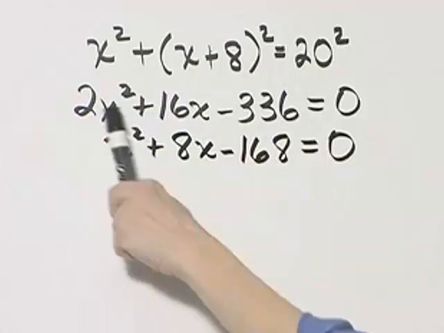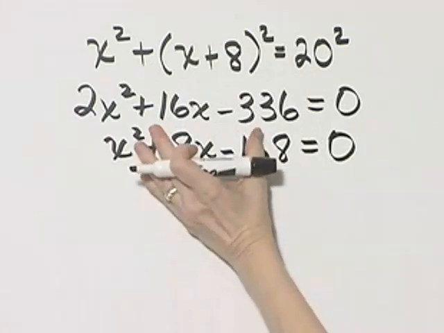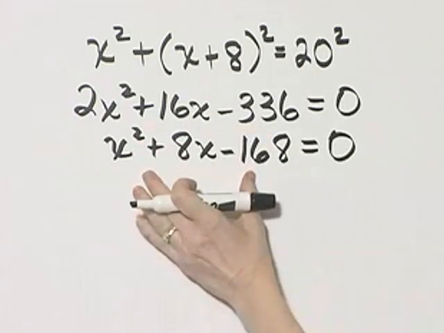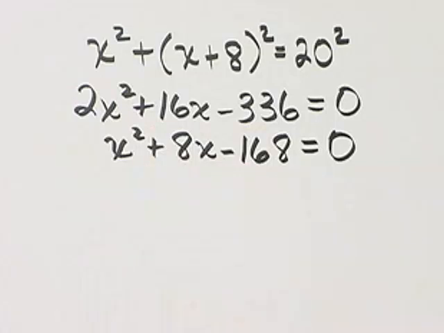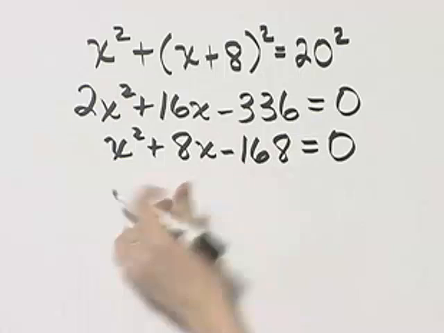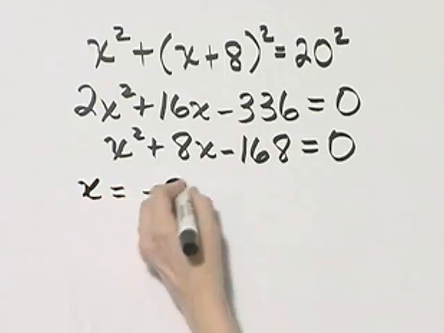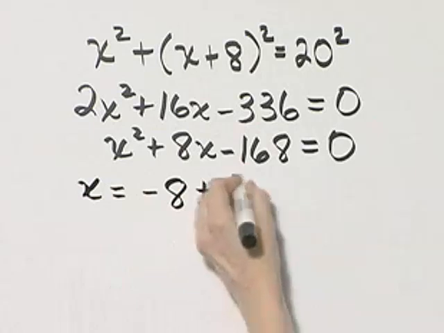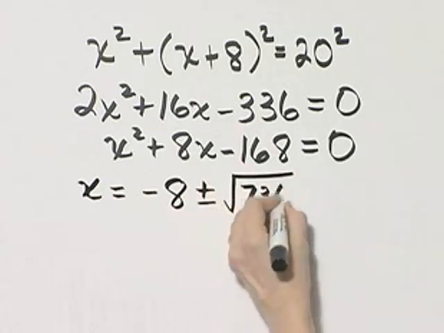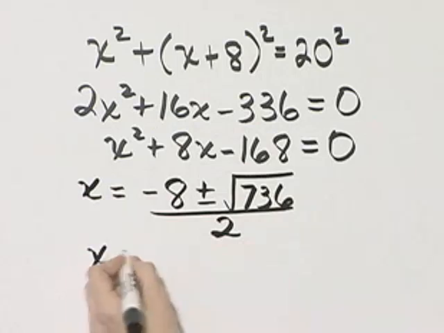You can use this equation or this equation and plug values into the quadratic formula. You'll get the same answers or proposed solutions. It's just that these numbers are smaller, so easier to deal with. Now, solve this quadratic equation by using the quadratic formula. You'll have that x is equal to negative 8 plus or minus the square root of 736 all over 2, and then you'll need to simplify this.